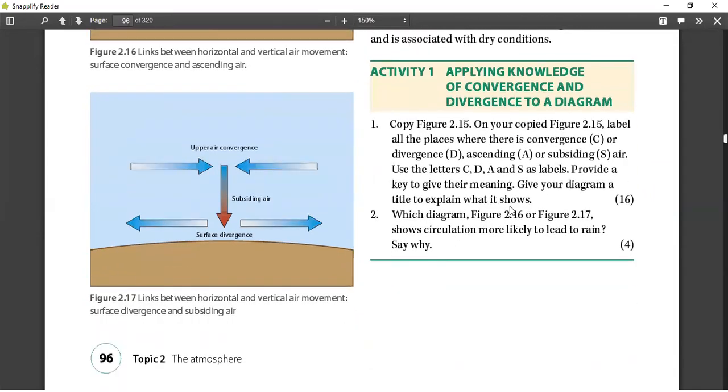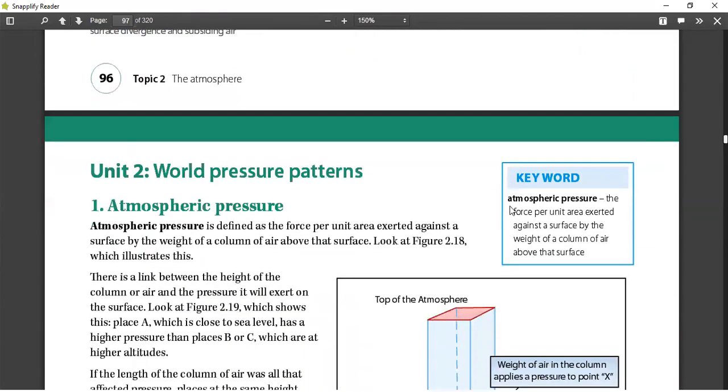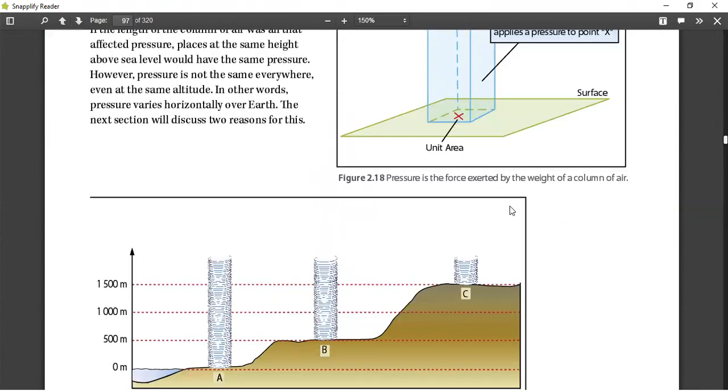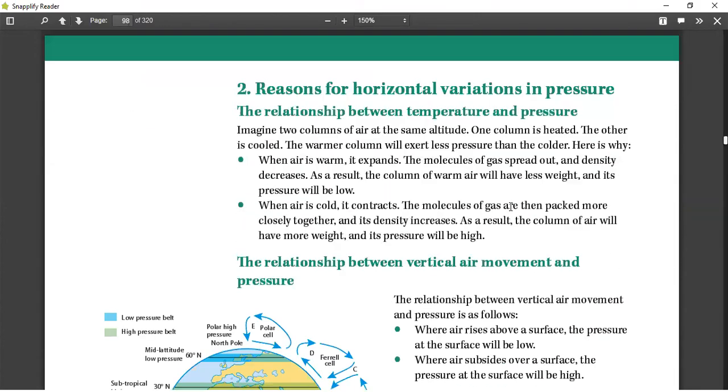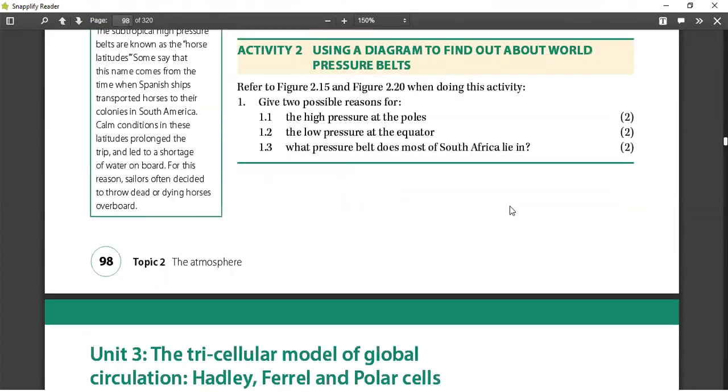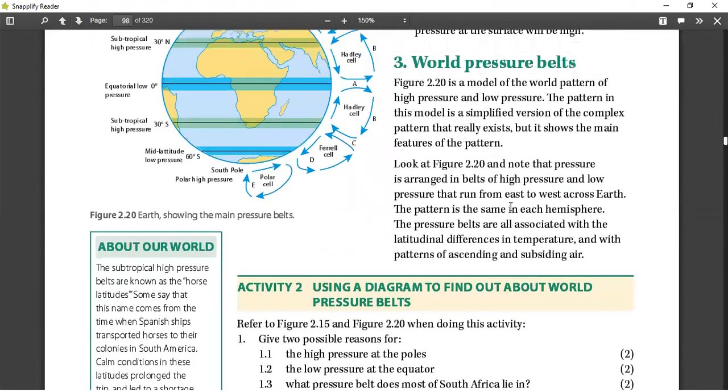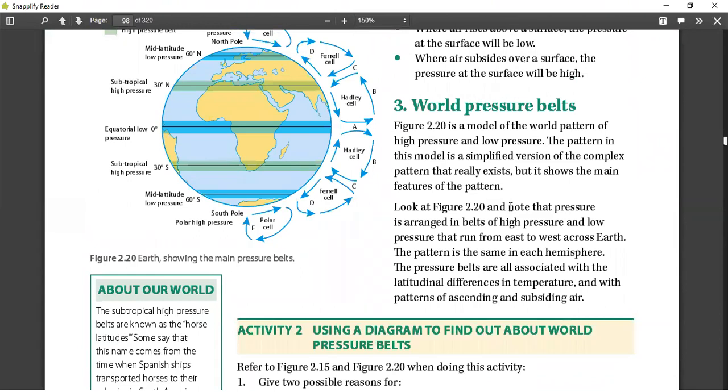So your first activity is activity 1 on page 96. You're supposed to do that today, and then we'll mark it tomorrow. And then your second activity is activity 2 on page 98. So you do activity 1 and 2, and then we'll mark both of them on Wednesday. And then I'll give you the third activity on Wednesday and Thursday.